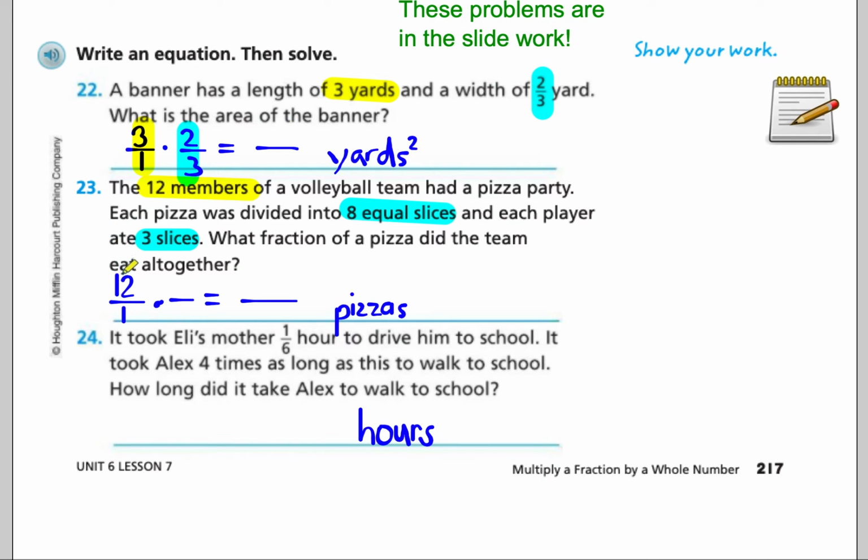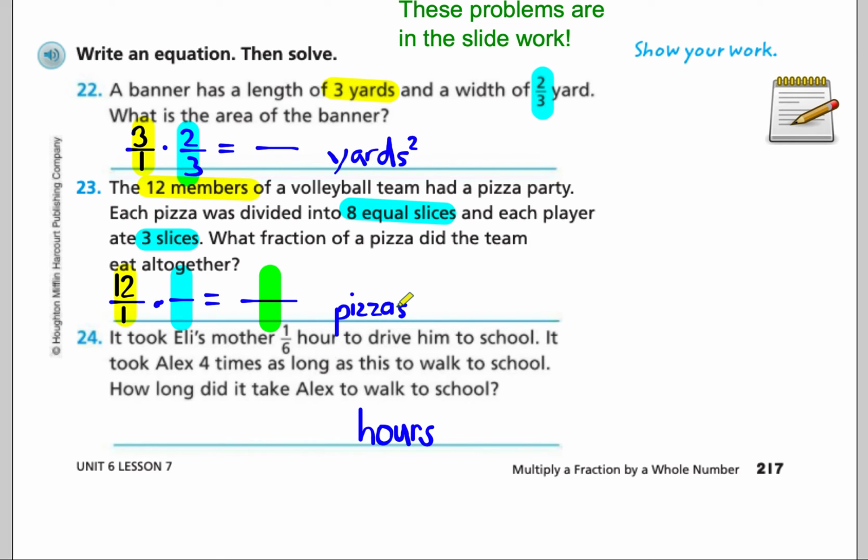Again, 12 is the whole number. 12 players on the volleyball team. The fraction is, what did each player eat? They ate 3 out of 8. 3 slices out of 8. And when you multiply that, yes, you'll get a fraction, and you need to include your unit, fraction of pizzas.